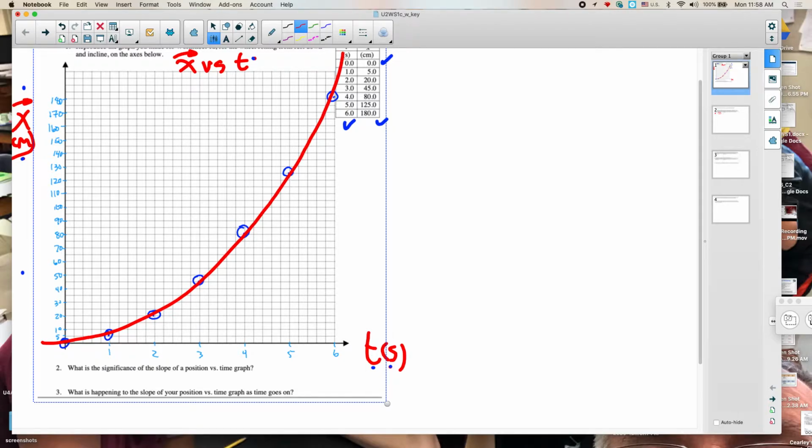To the best of your ability, and we've got a nice curve there. The question below says, what's the significance of the slope for the position versus time graph? We know that's the velocity. What's happening to the slope of the position versus time graph? It's getting steeper, or it's increasing. And our fourth question asks, what does that tell us? That means the velocity is increasing. It tells us our wheel and axle is speeding up.